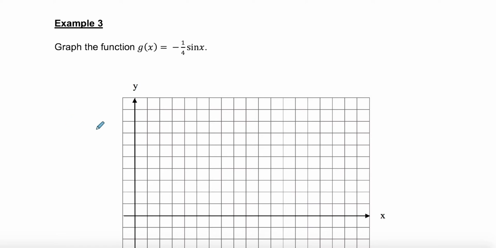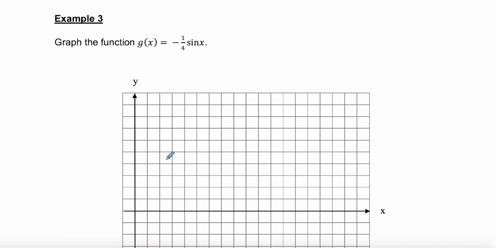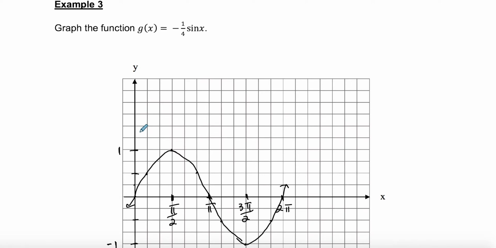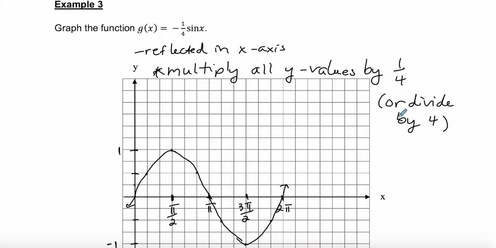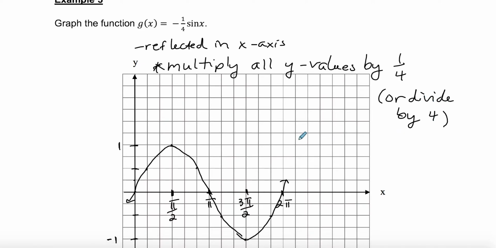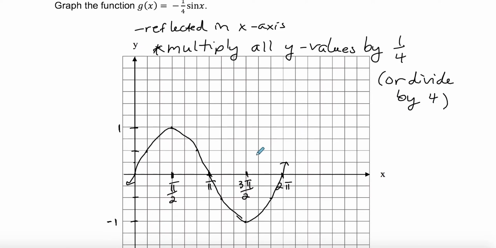I'm able to space this out again, but what I would do is still graph my original root sine function first. The reason I did that is because I noticed that we have a compression of 1/4. What that would mean is all of my y values get multiplied by 1/4. I can also just divide by 4, but first of all, imagine this point 0, if I multiply that by 1/4, it's still 0.